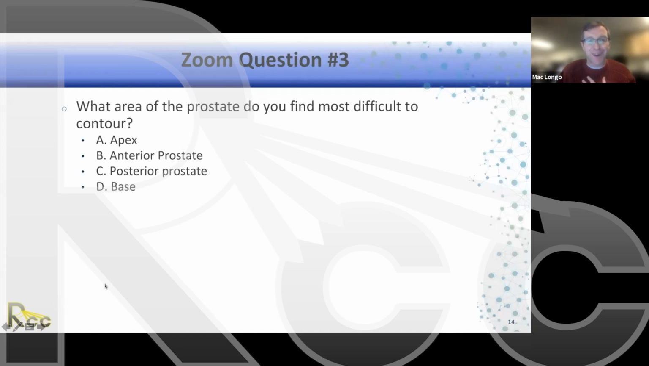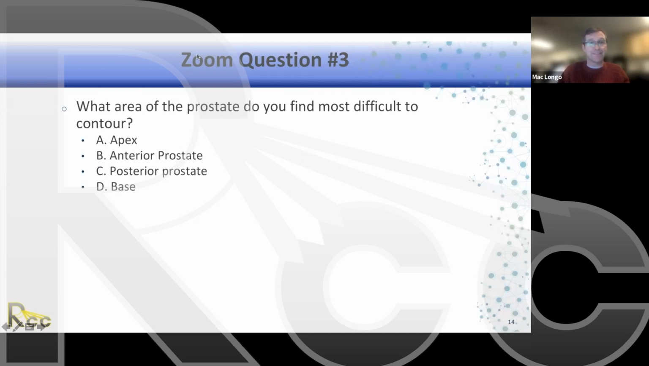I would have answered all of these at times because there have been cases where I've had difficulty contouring each of these areas, but I do think the apex in particular is a very challenging structure to contour, followed by the base. So I would line up right with you all, although I've had difficulty contouring all of these areas at times.